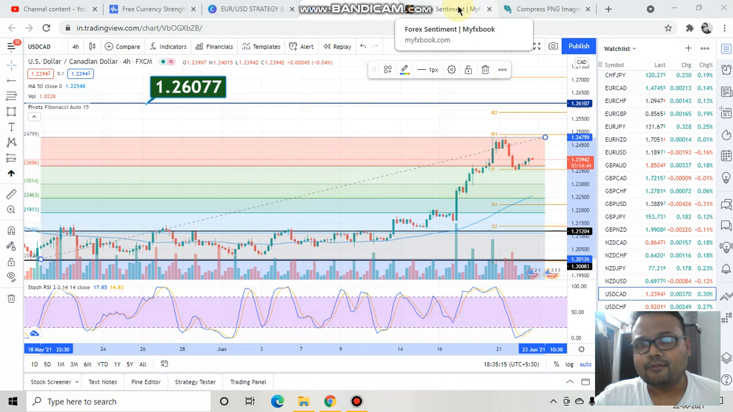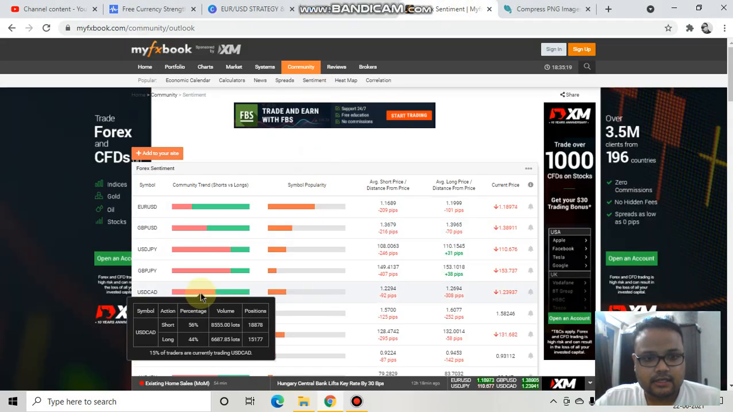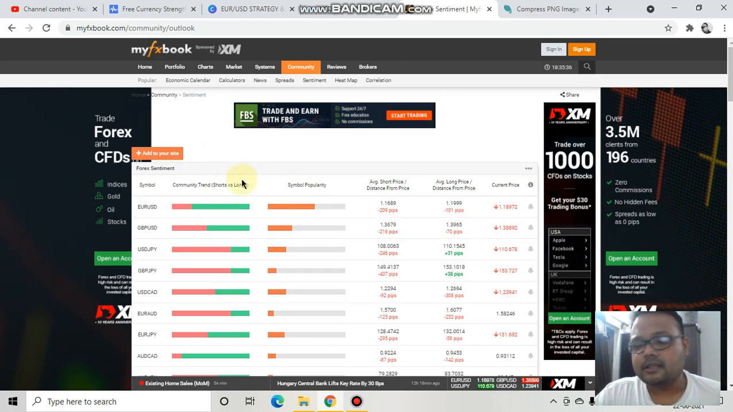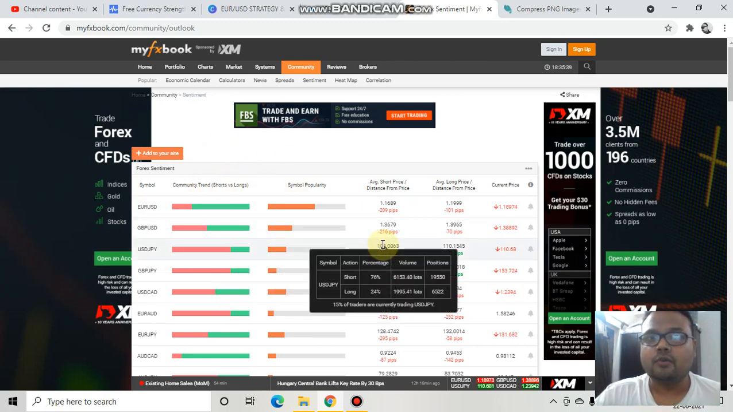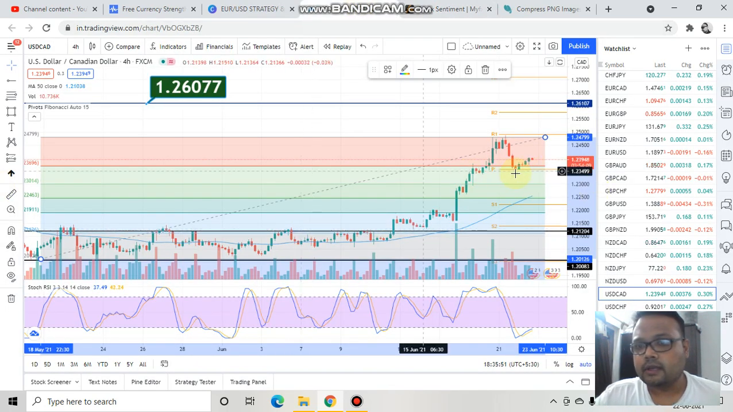And for the last time, let's check the sentiment meter once. This is the sentiment meter for USD CAD. 44% of retail traders are long and 56% of retail traders are short. In fact, retail traders are also confused, unlike EUR USD and GBP USD, where they have taken a 50-50 position. Anyways, all this is not of much importance because we all know that retail traders mostly lose money, because they do not follow the trend. Anyways, things look good here.